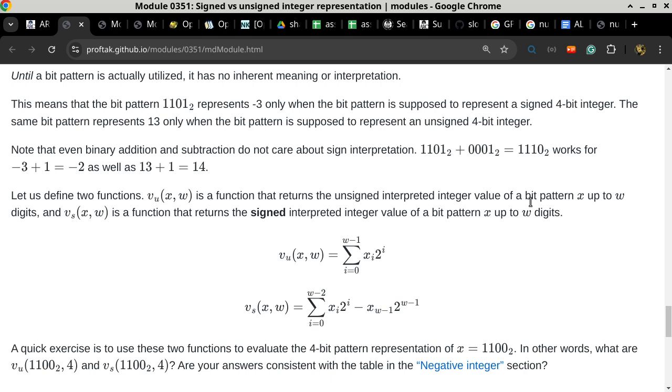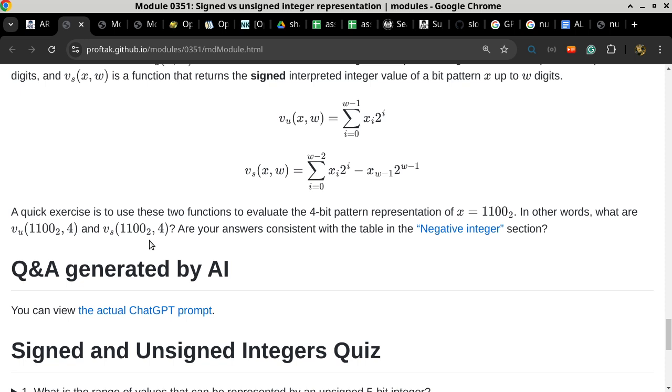All right. So now I just have a few examples down here, or as a quick exercise, we'll do it together. So with VU, unsigned interpretation, we have 0 plus 0 plus 4 plus 8, so this is just 12. With the signed interpretation, we have 0 plus 0 plus 4 minus 8. So this is negative 4. Is that okay? All right. And that's it. That's the end of the signed versus unsigned module.